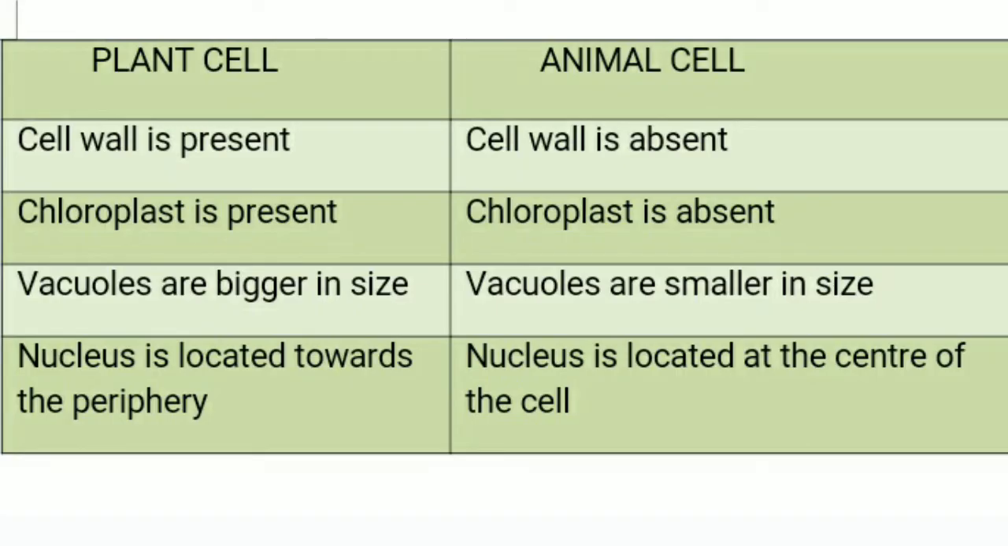Now let's take a look at the comparison between plant cells and animal cells. Cell wall is present in case of plant cells, whereas the cell wall is absent in case of animal cells. Chloroplast is present in a plant cell, and chloroplast is absent in an animal cell. Vacuoles are bigger in size in case of plant cells. Vacuoles are smaller or there are no vacuoles in case of animal cells. The nucleus is located towards the periphery in the plant cell, whereas the nucleus is located at the center in an animal cell.